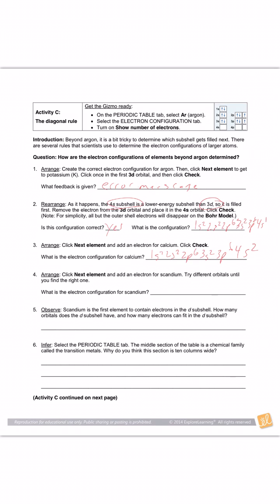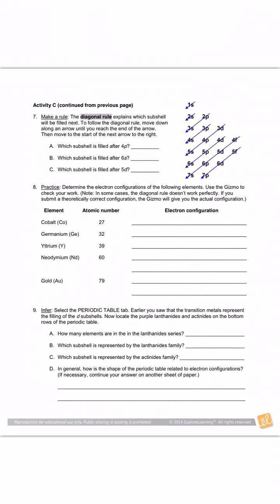Scandium. Scandium would be the same as what's up here, except the next thing would be 3d1. Scandium is the first element to contain electrons in the d subshell. How many orbitals does a d subshell have, and how many electrons can fit? There are 5 orbitals, and that means that you can fit 10 electrons. Middle section, what do you think this section is? 10 columns wide, 5 orbitals, 10 electrons.